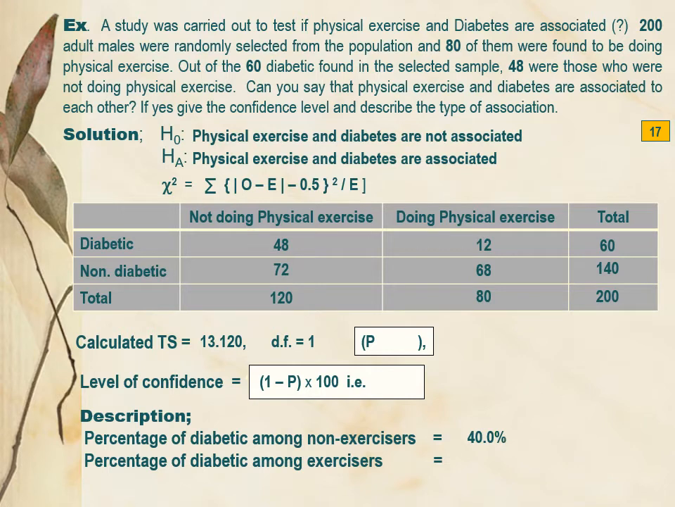Also the percentages: you will find that among non-exercisers it is 40% and among exercisers 15%. That is, it shows that exercise is effective in controlling diabetes, because among exercisers only 15% are diabetic, and among non-exercisers more are diabetic, 40%. So it is exactly the same as the last slide. You can solve it and check the result from the given results.